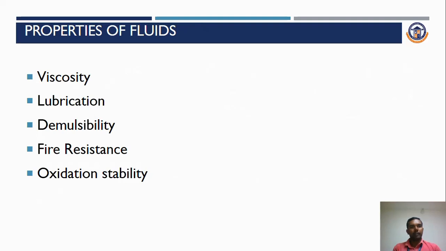Properties of fluid: viscosity, lubrication, demulsibility, fire resistance, oxidation stability. These are the major properties of fluid. First one is viscosity. Viscosity is nothing but the ability of fluid to resist flow. Viscosity generally depends inversely on temperature. When temperature decreases, viscosity increases.